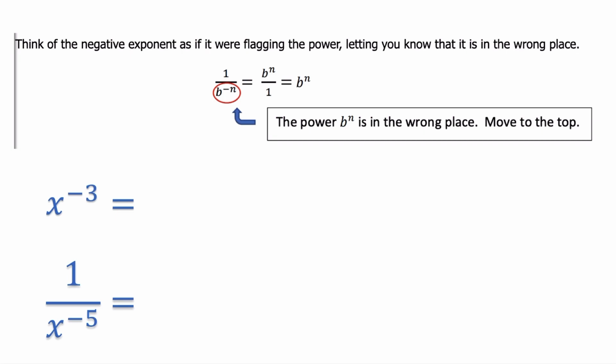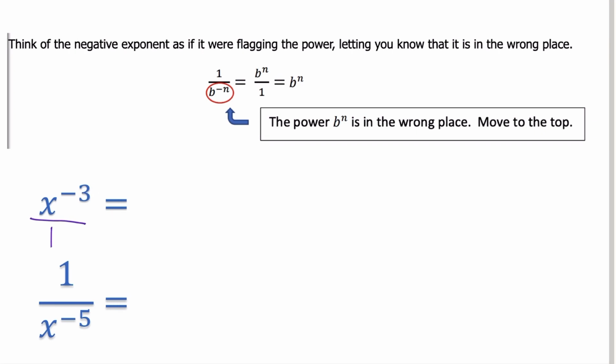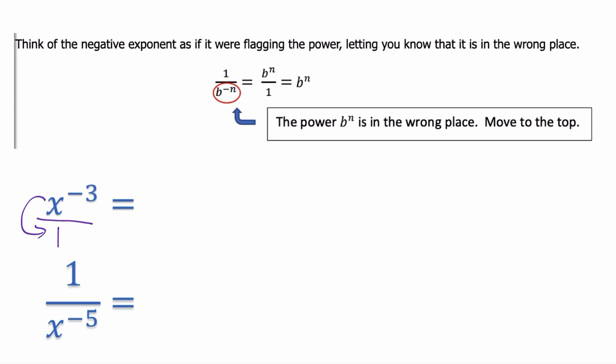For example, if we have x to the negative 3, you may be wondering, well, this doesn't even look like a fraction. Remember that anytime we have a whole number, we can put it over 1. So that x to the negative 3, if I move it to the other side of the fraction, I can have 1 over x to the third. Then that becomes a positive exponent.